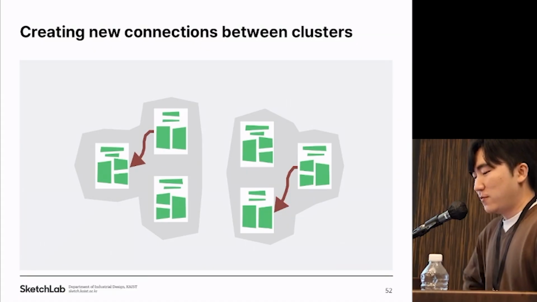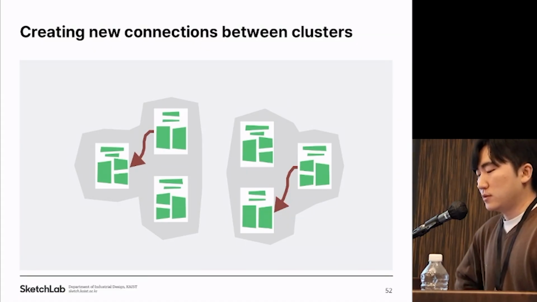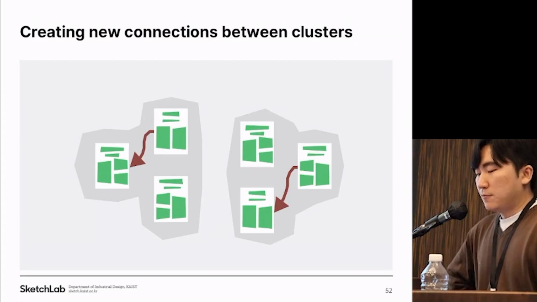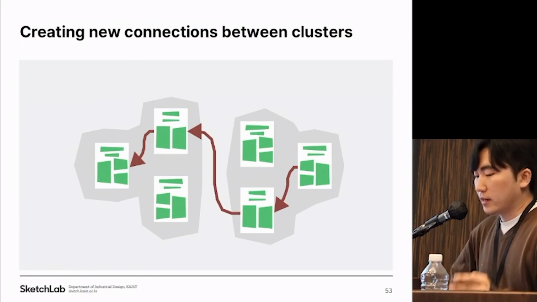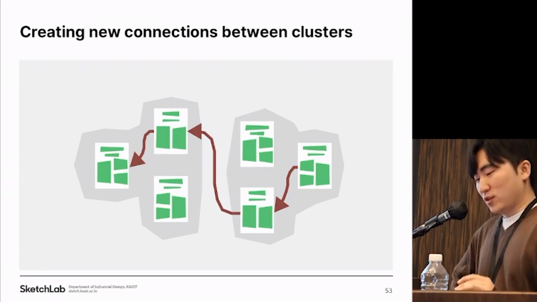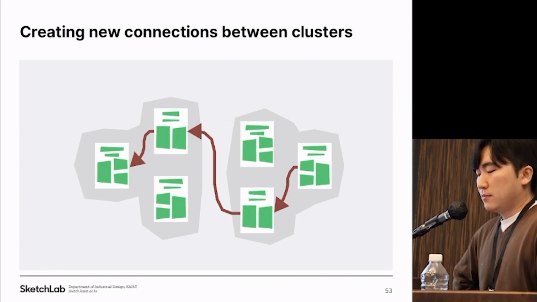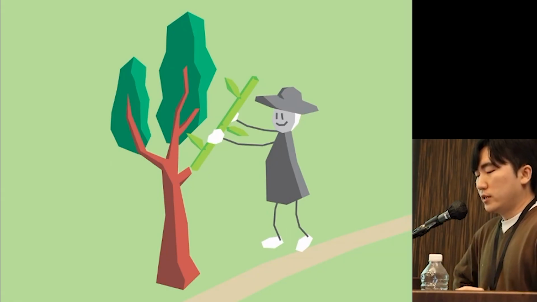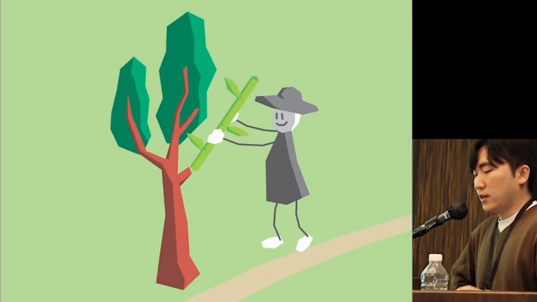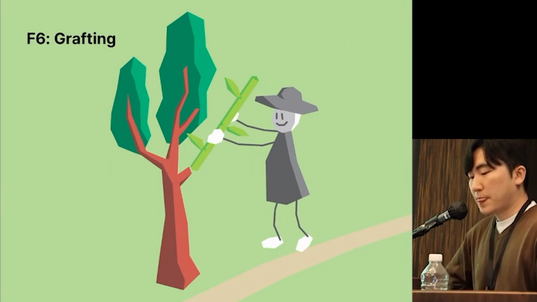Participants find links between groups they thought were separate. They began to use perspective. It resembled grafting a branch to create a new variety. So I named this pattern grafting.